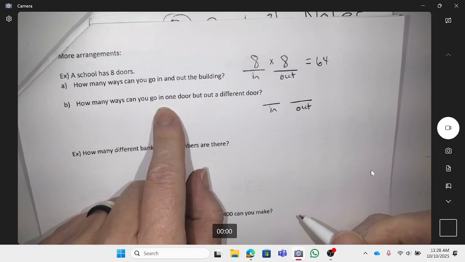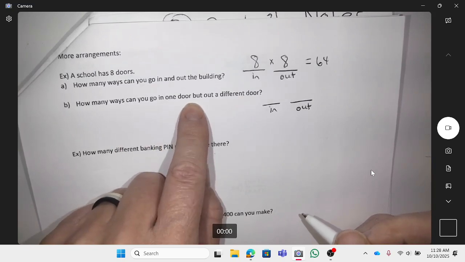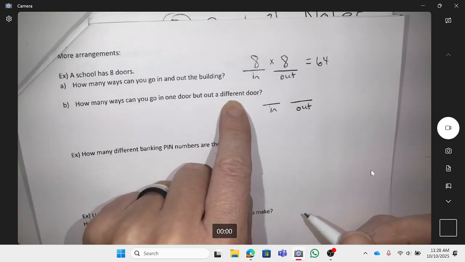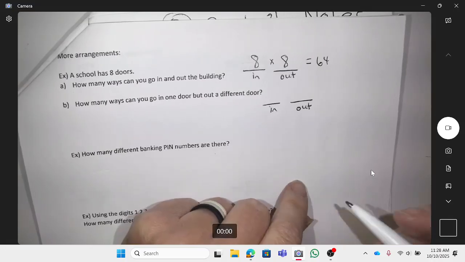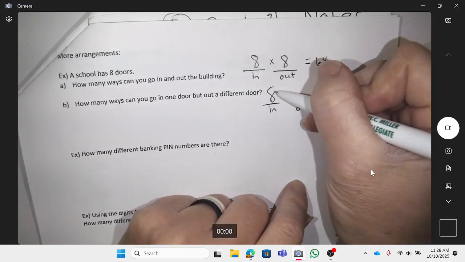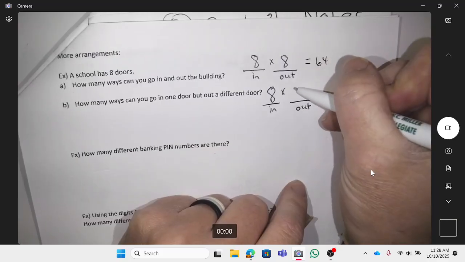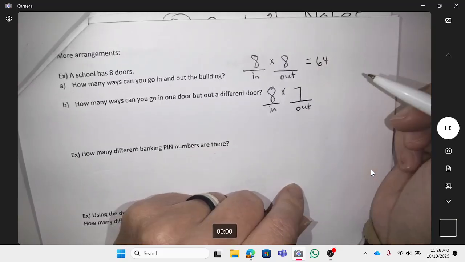Question B, how many ways can you go in one door, but when you go out, you have to go out a different door? So what's different in this question? 8 ways to go in, but now there's 7 ways that you can go out.